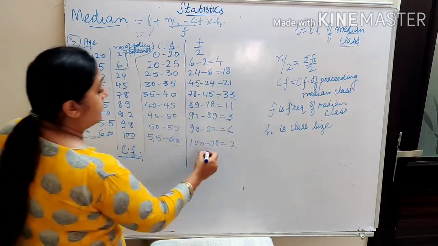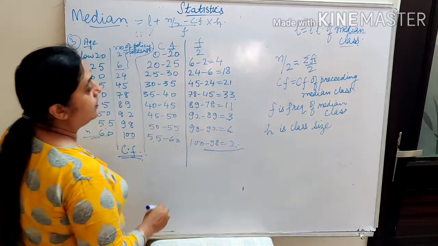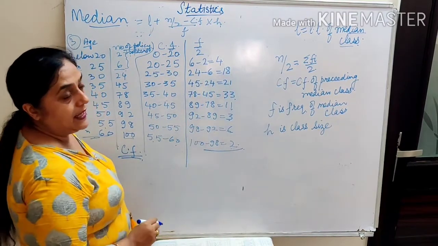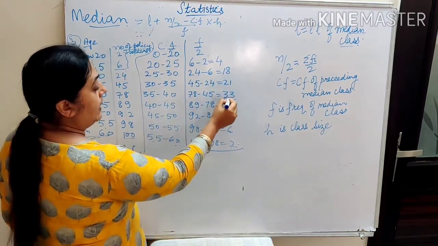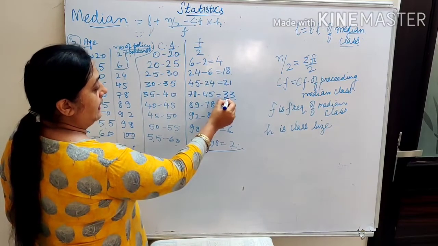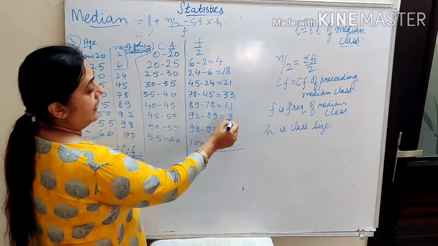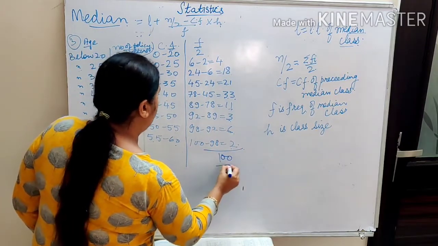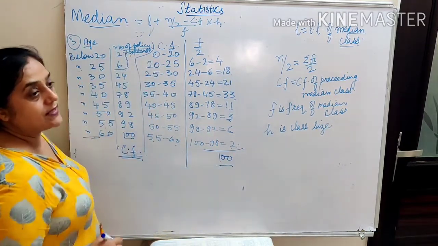So let us check whether we have done the right calculation or not. It is 2 plus 4, 6 plus 18, it is 24, 45, 45 plus 33, 78 plus 11, 89. This comes out to be 100. So this 100 is matching with CF.